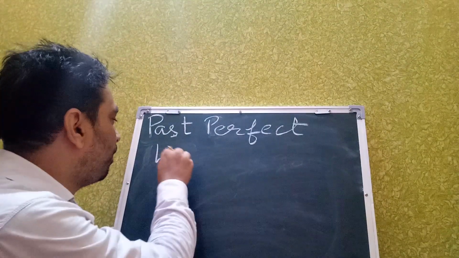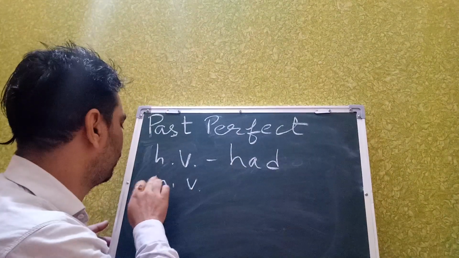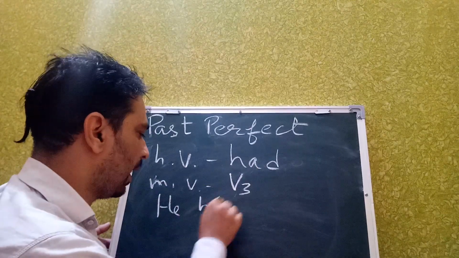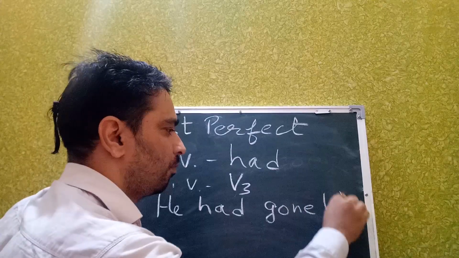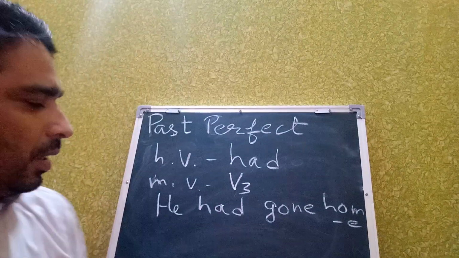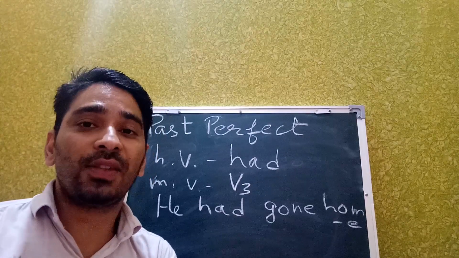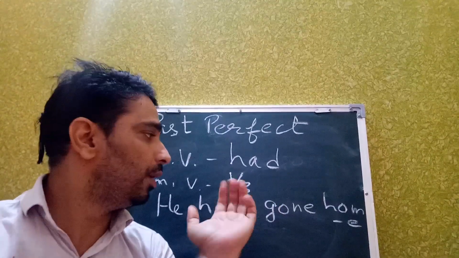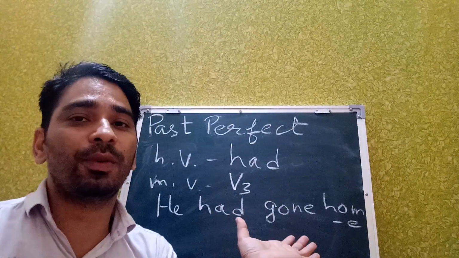All right. Past perfect: had, and the main verb is V3. He had gone home. First, let us understand the helping verb. In present perfect tense we use has and have, but in past perfect there is only one helping verb, had. Had shows past tense here, and V3, the third form of the verb, like gone, broken, taken, eaten. V3, the third form of the verb, we are using.